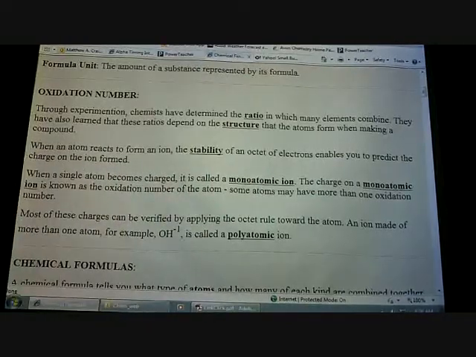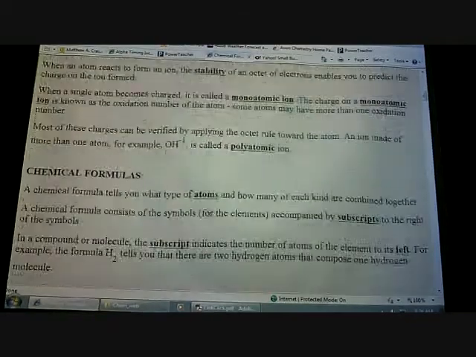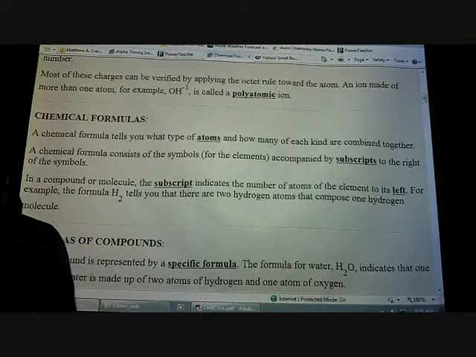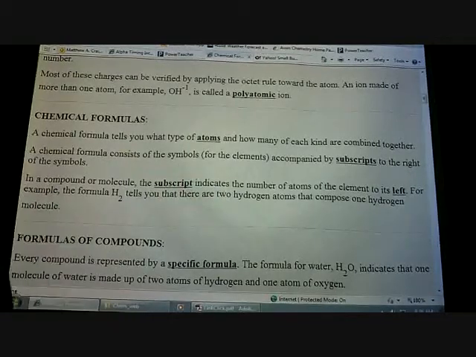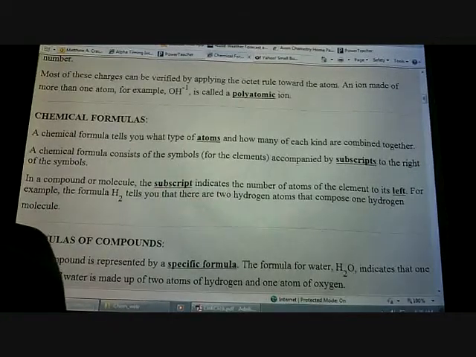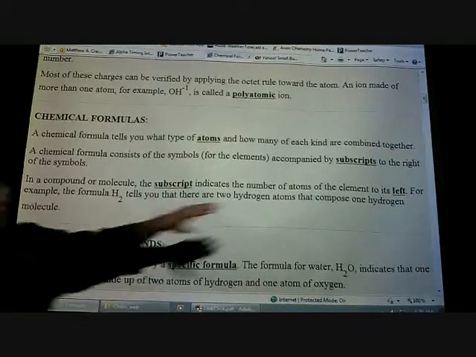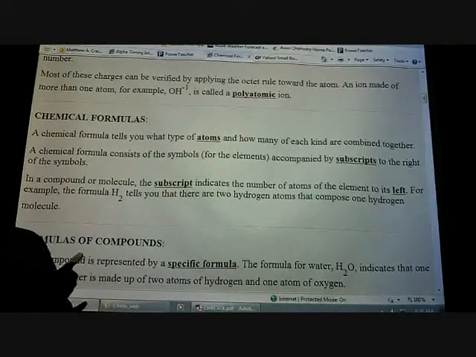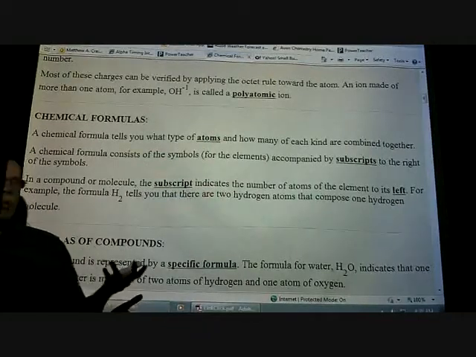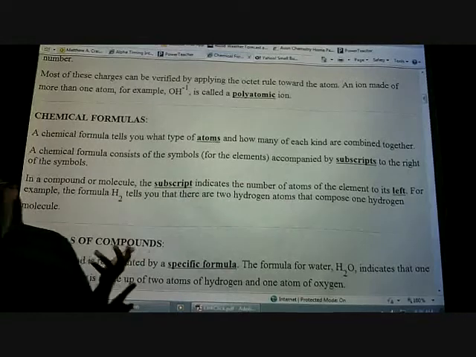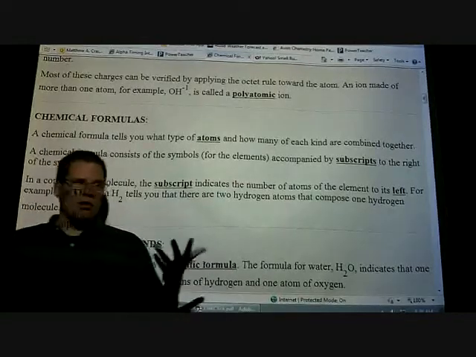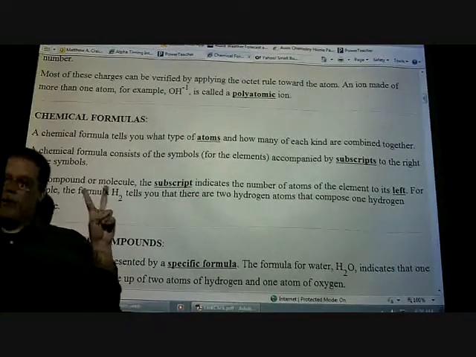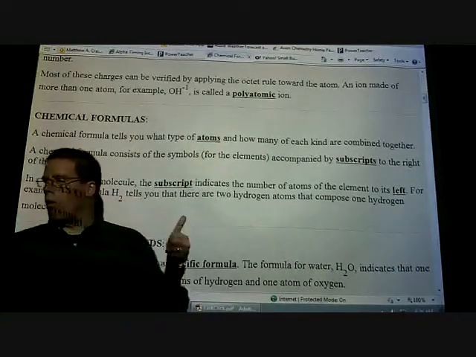All right. Chemical formulas. A chemical formula tells you what type of atoms you have. It's kind of like a shorthand version for writing out chemical names. We'll be using subscripts. That'll tell us how many atoms we have. Like we all know the formula for water. What is it? H2O. So the H symbolizes that we have hydrogen. The 2 symbolizes that we have 2 of them. And the O means that we just have 1 oxygen.